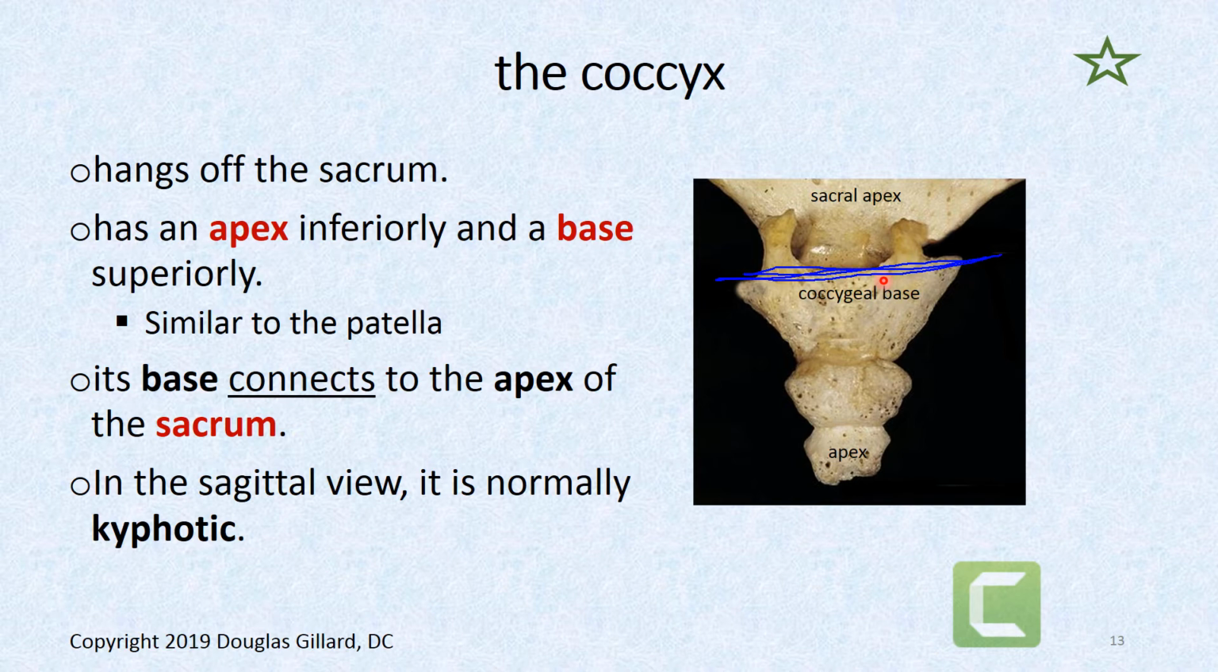You would think a base would be down on the ground, and the apex, like the apex of a triangle, is right here. You would think the base would sit on the ground and the apex would be on top, but that's not the case. So that's a little bit strange. I remember asking this question in the test. The base of the coccyx connects to the apex of the sacrum.